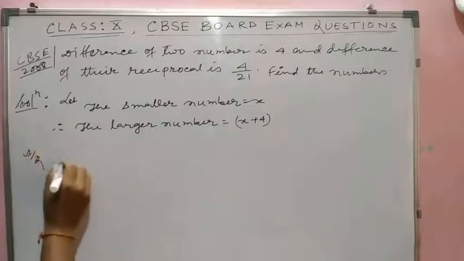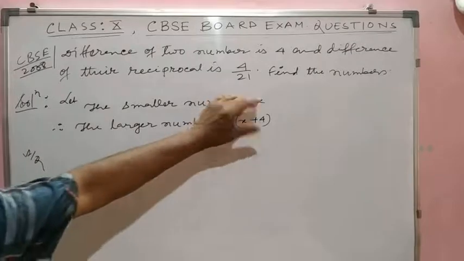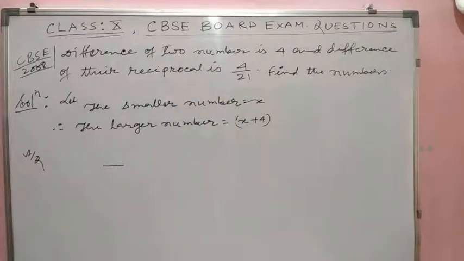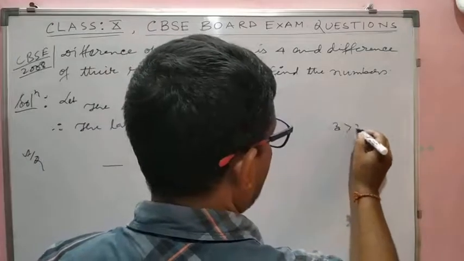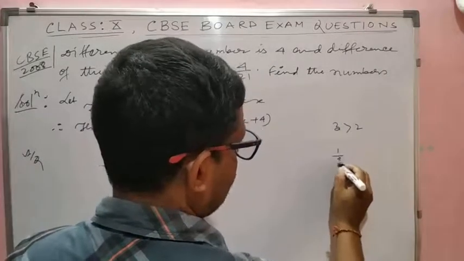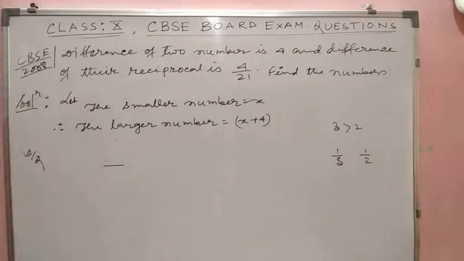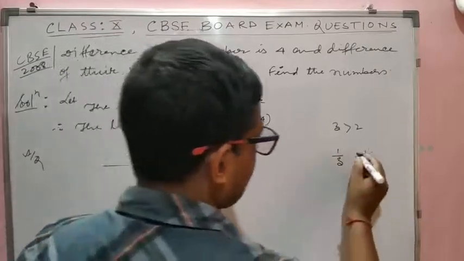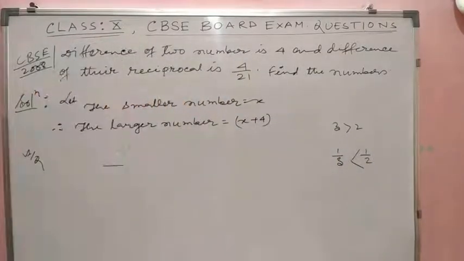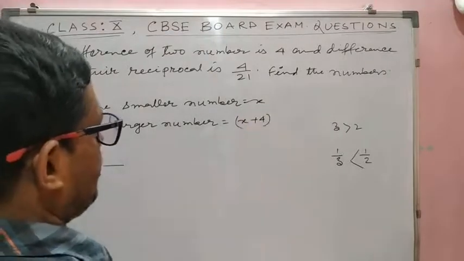So, according to the question, we are told the difference of the reciprocals. Now, the main thing you should remember here: 3 is greater than 2. If we take the reciprocals, we get 1 by 3 and 1 by 2. Since 3 is greater than 2, in the case of reciprocals, this will be greater. Got my point? So this is the smaller number, this is the larger number.